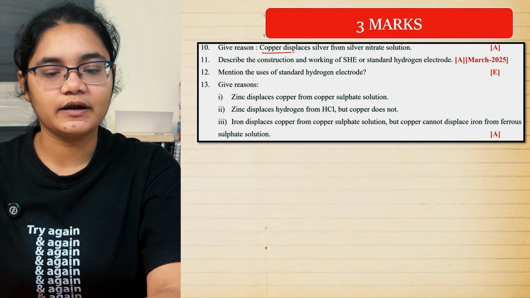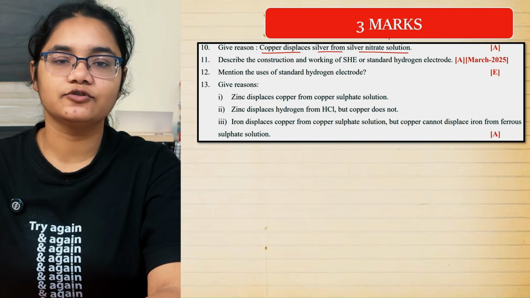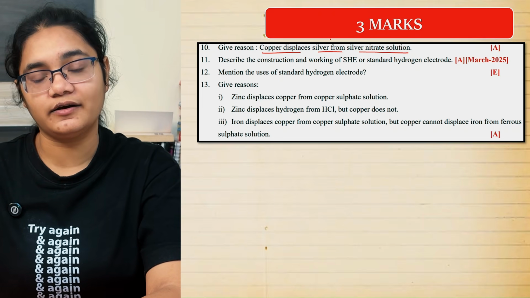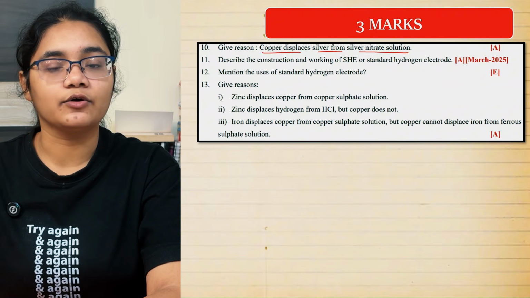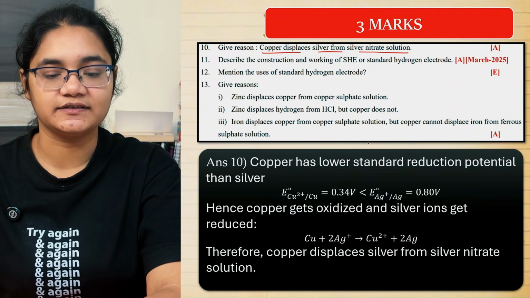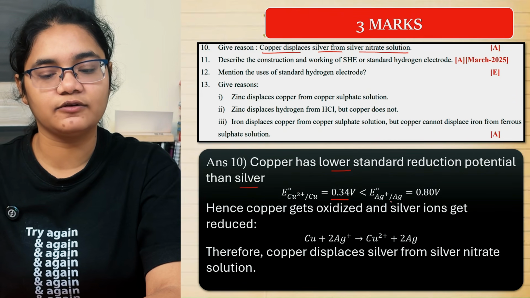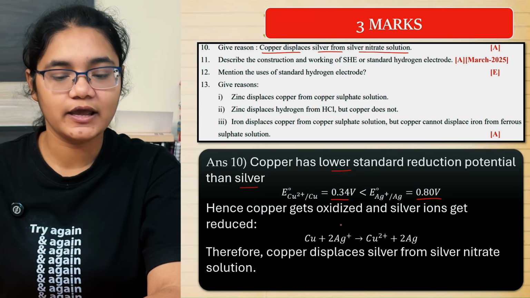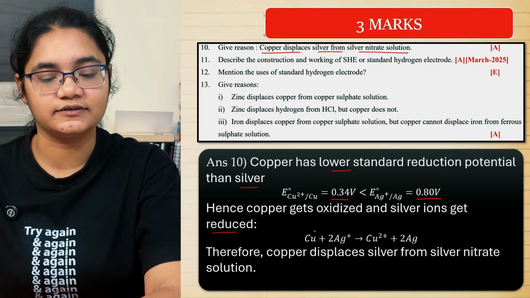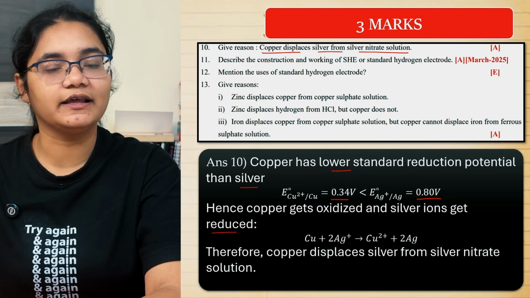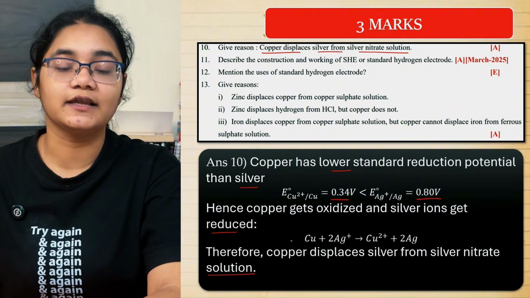10th question, copper displaces the silver from the silver nitrate solution. Give reason. So we have already seen silver has higher reduction potential. It will undergo reduction. Copper will undergo oxidation, so it can easily displace. Now copper has a lower reduction potential than silver. Okay, copper is 0.34 volt, whereas silver is 0.8 volt. Hence copper gets oxidized and silver ions get reduced. So you have a reaction like this. Copper will get oxidized, silver will get reduced. Therefore copper displaces the silver from the silver nitrate solution.